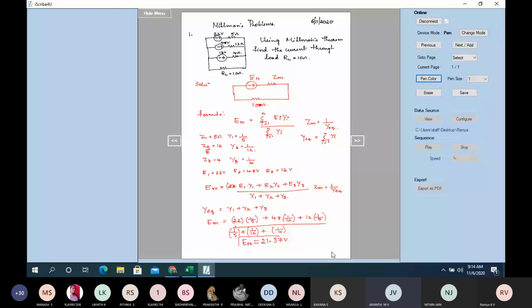Okay. We have to find ZM, right? So first, it was good if we had found Y equivalent first. It would have been easier. What is Y equivalent? Y equivalent is 1/5 plus 1/12 plus 1/4. What does Y equivalent come to? 0.53. And what is ZM?